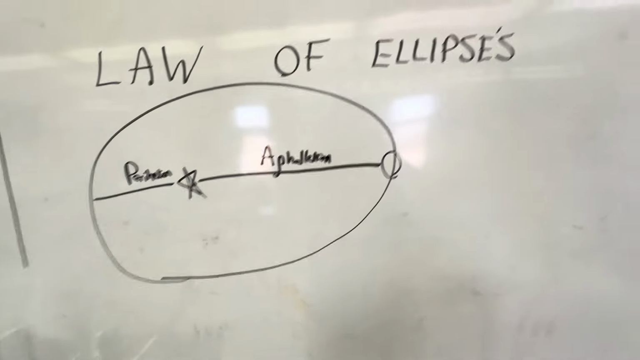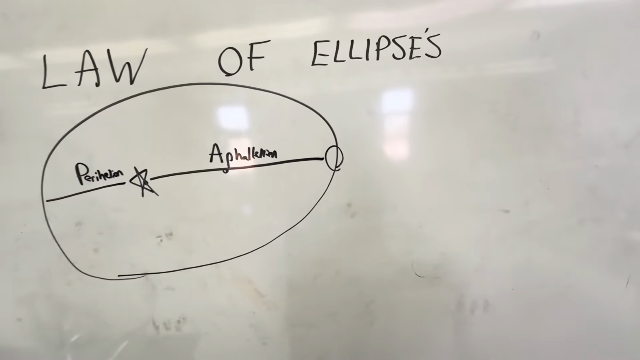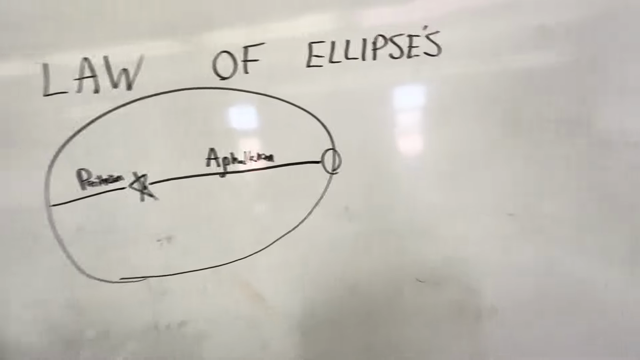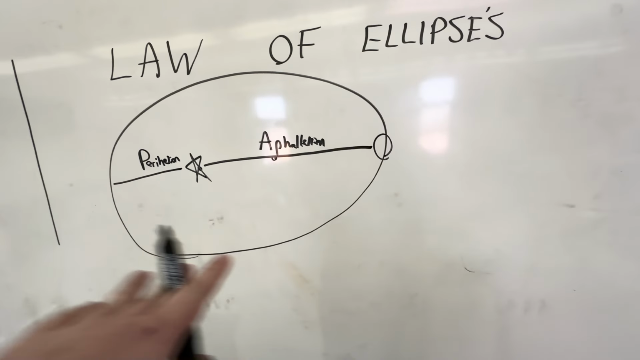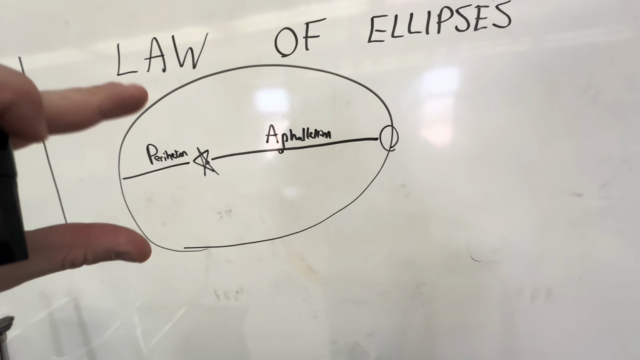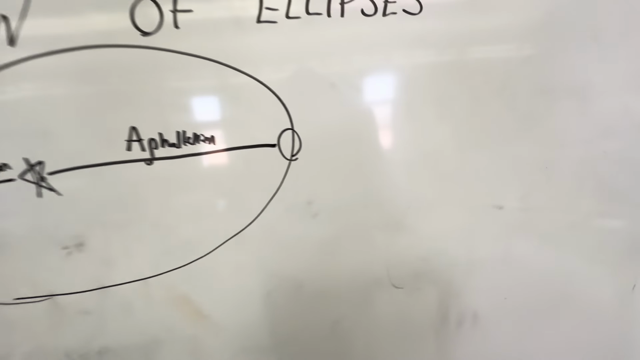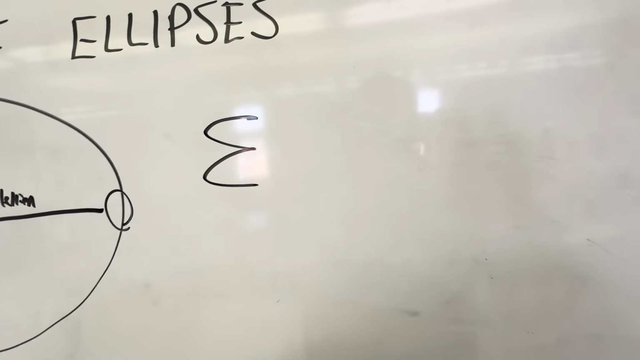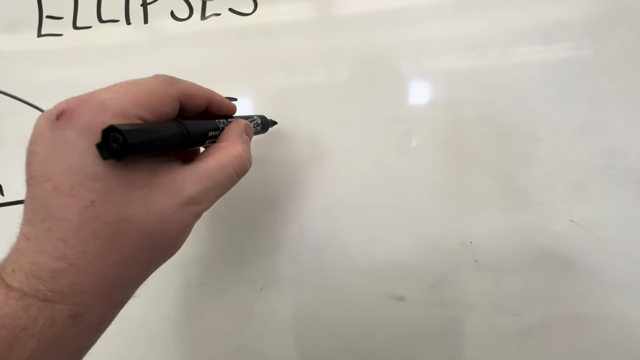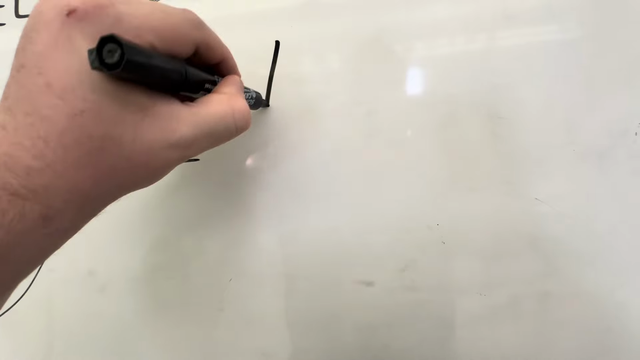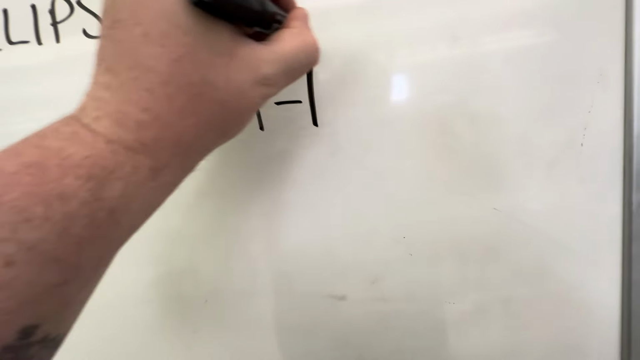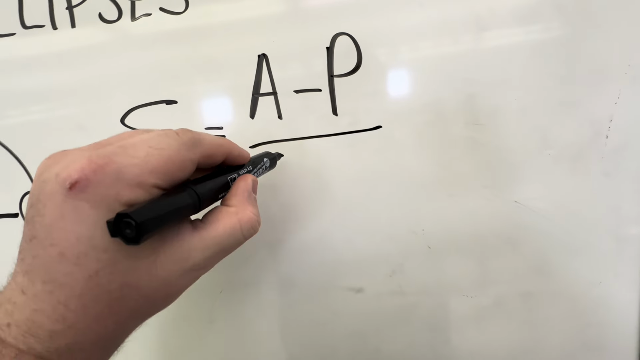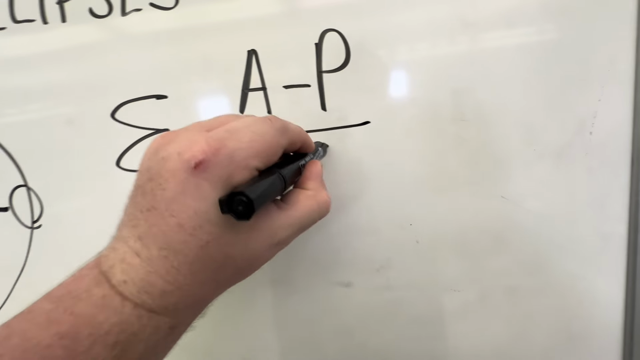And what we're looking at for the law of ellipses is an equation called eccentricity. It's how elliptical or how oblong or crunched up this orbit is. It's a pretty easy calculation. We say E, I use kind of a fancy E to know that it's not energy. We'll get to that next week. We say it's the aphelion minus the perihelion divided by A plus P.